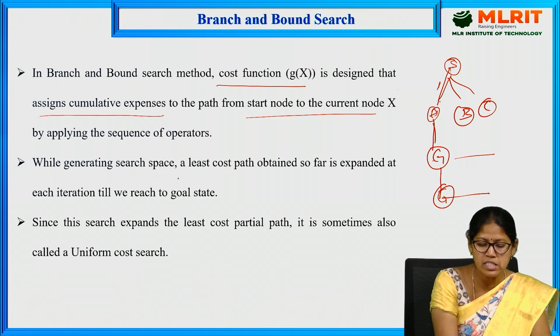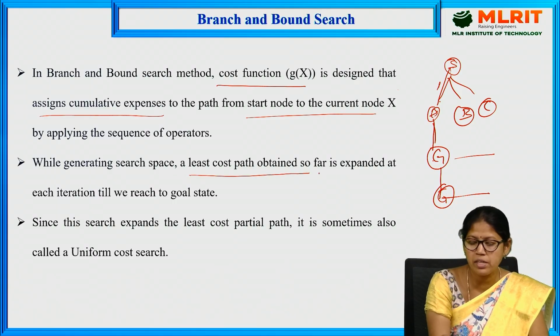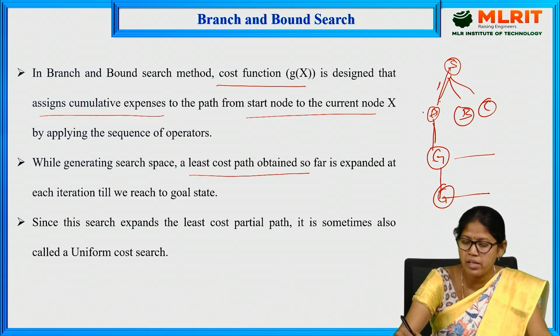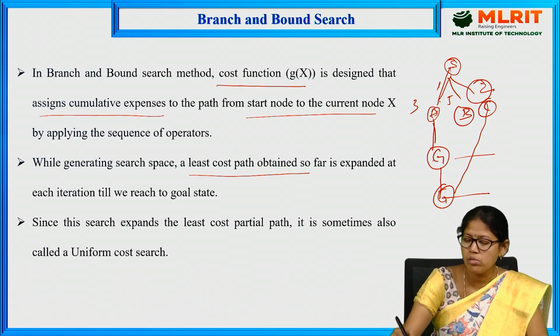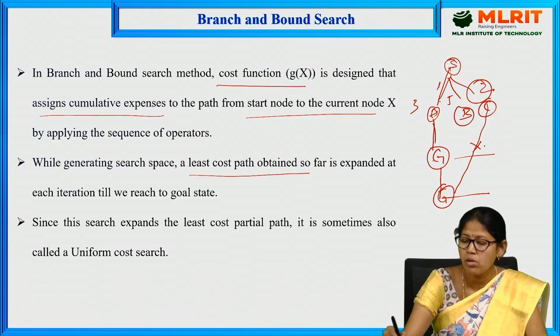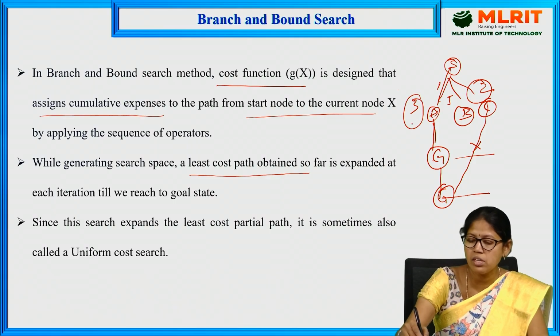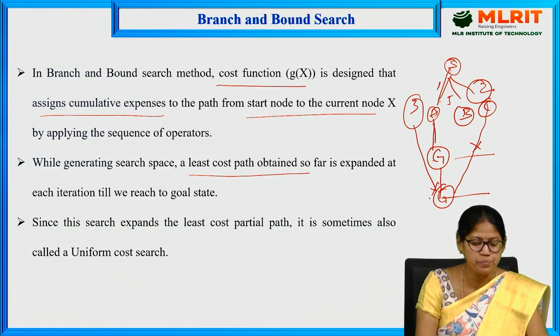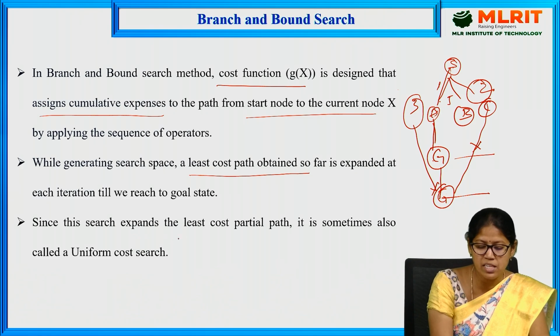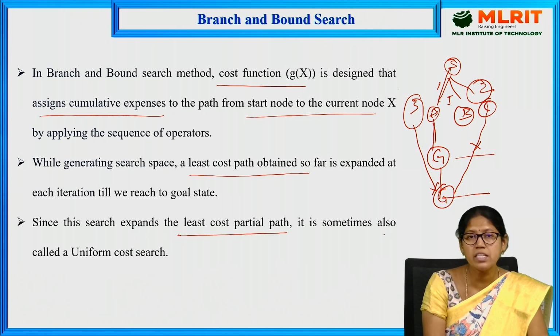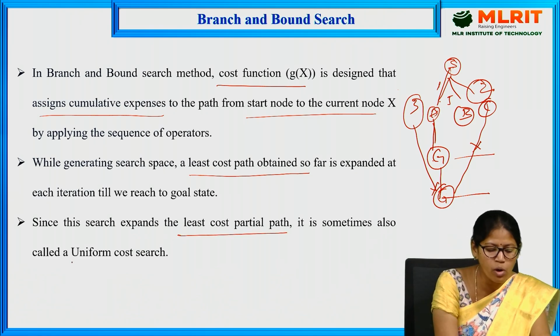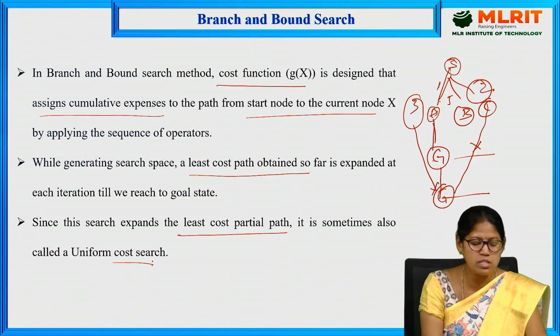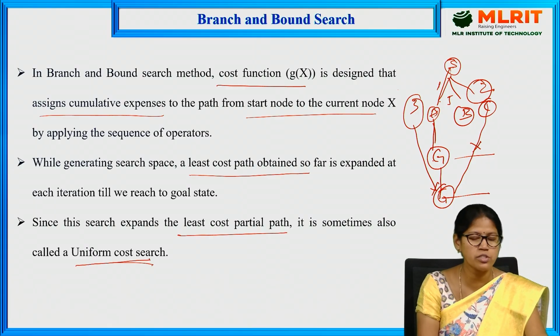While generating the search space, the least cost path obtained so far is expanded. For example, here it is 3, here it is 5, and here it is 2. Then it will carry this 2 value to reach the goal state. For example, if there is no connection between these two, then which one is the least? It will take that least one and carry it to the goal state. Since this search expands the least cost partial path, it is sometimes also called uniform cost search. Branch and bound is also called the uniform cost search algorithm.